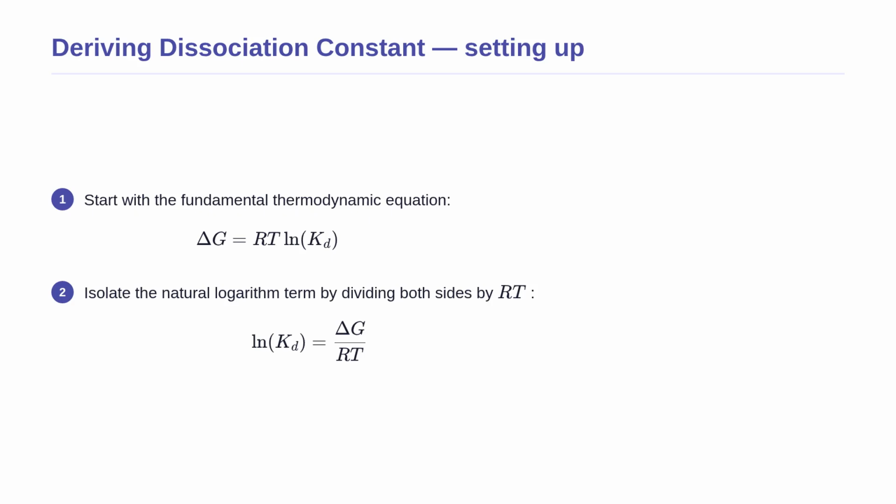Our first mathematical step is to isolate the natural logarithm term on one side. We do this by dividing the Gibbs free energy by the product of the gas constant and the temperature. This algebraic manipulation sets us up to easily plug in known energy values and transition smoothly from energy units back to concentration ratios.